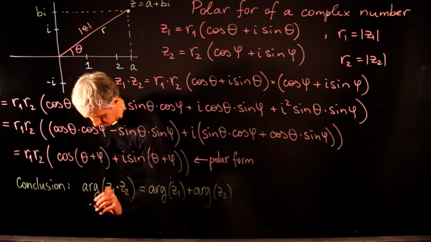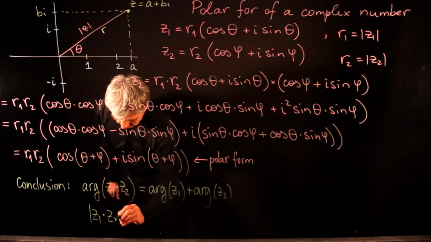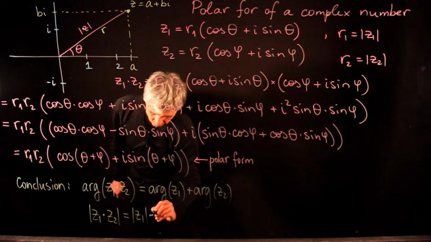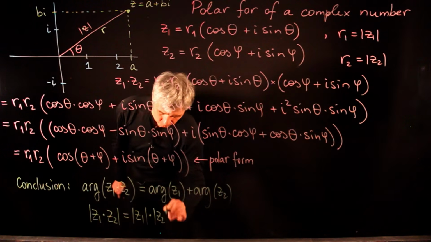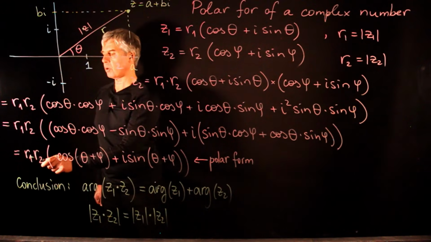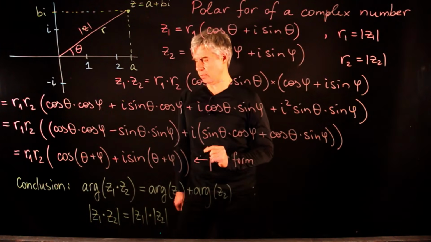And the norms, so the norm of the product is the product of the norms. So the norm of z1 times the norm of z2. Because clearly the norm of this complex number is the product r1 times r2. And these were the norms of our factors.